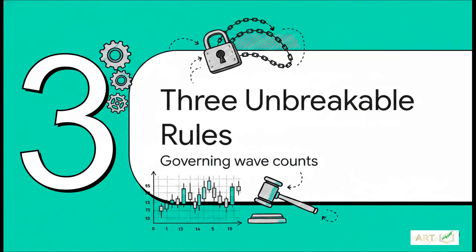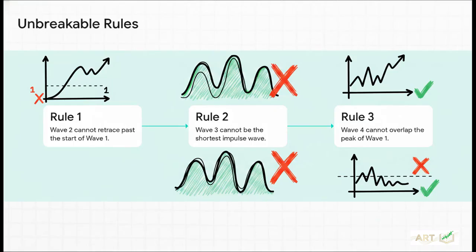Okay, on to Section 3, the 3 unbreakable rules, which are the strict laws governing the wave counts. We're shifting gears a bit here, from general concepts to the very strict framework required to accurately map the market. The manual makes it exceptionally clear. Sloppy thinking is swiftly penalized in Forex. There is no room for it. Let's walk through the 3 absolute laws you must rigorously observe.